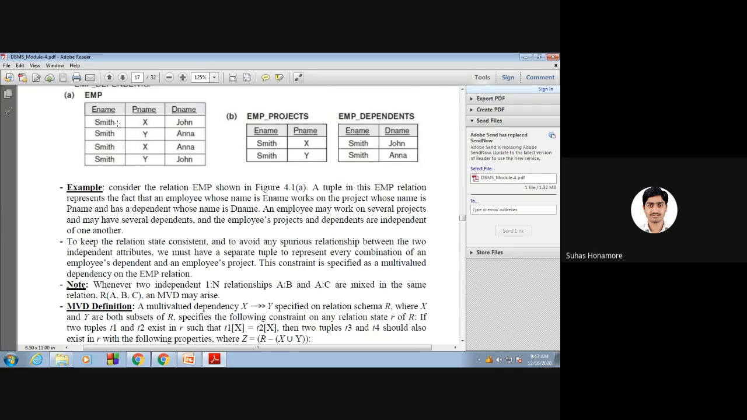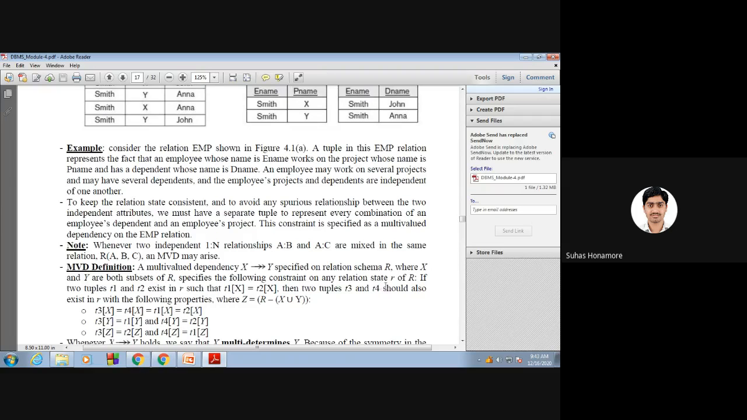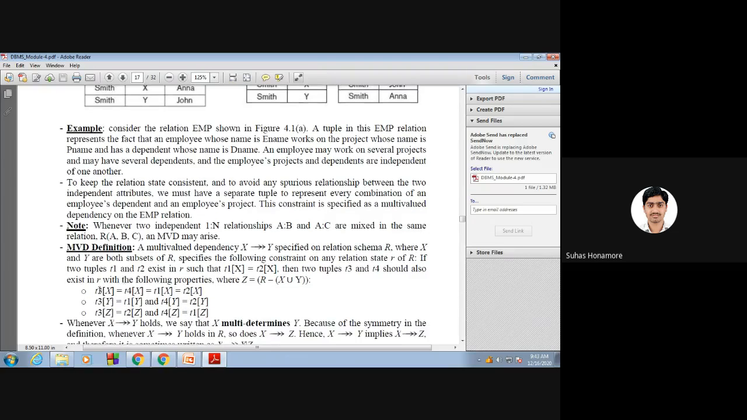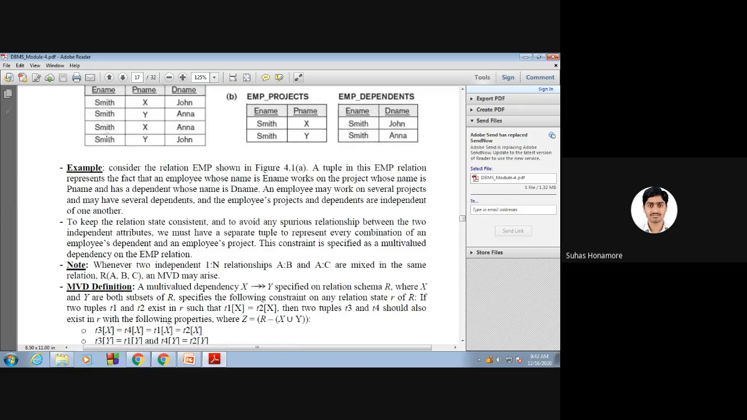Okay, and if there are two tuples, T1 and T2, and these x values are the same, it means there will be two more tuples, T3 and T4, which have some property. What is that property? T3 of x is equal to T4 of x, and it is equal to T1 of x, equal to T2 of x. It means all these four rows for x will have the same values. So this is the same value we have.